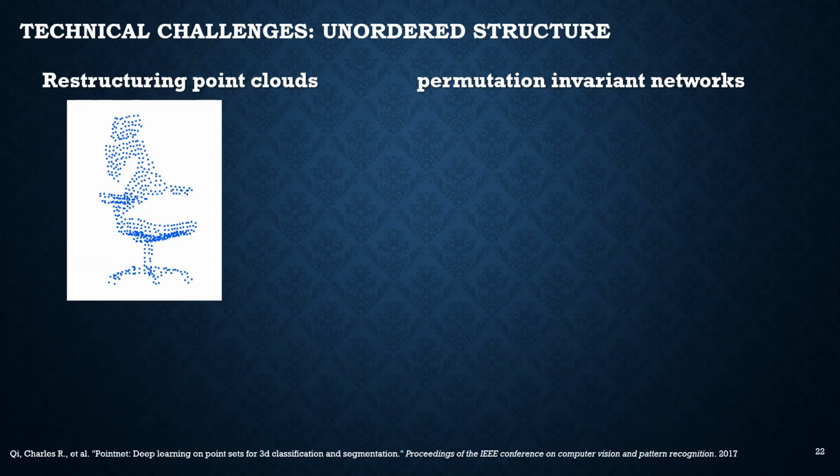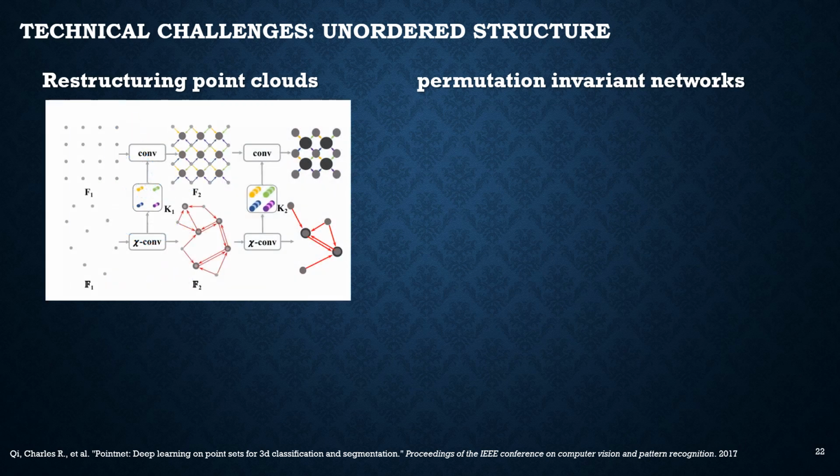The second challenge is unordered structure. Point clouds differ from other 3D representation formats such as RGBD images, meshes, and volumetric grids because point clouds are irregular and unordered. Thus, they cannot be directly processed by convolutional neural networks. Researchers approach this problem in two ways.